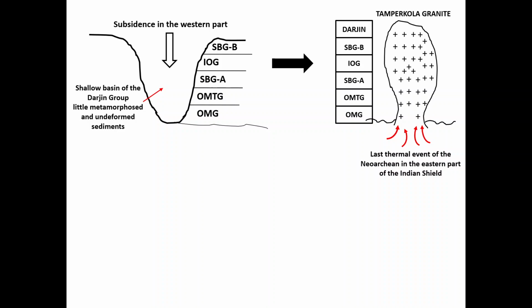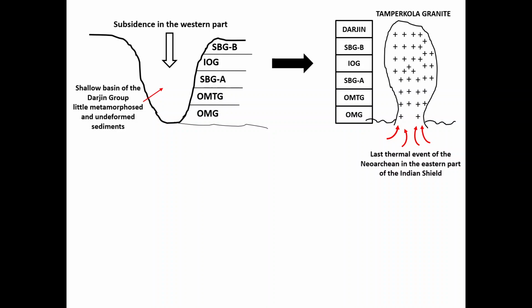The base of the Paleoproterozoic of Singhbhum Craton is marked by the evolution of the Singhbhum mobile belt. So we can understand that the formation of the Singhbhum Craton ended by the start of evolution of the Singhbhum mobile belt. Now, the evolution of the Singhbhum mobile belt has been attributed to several factors.